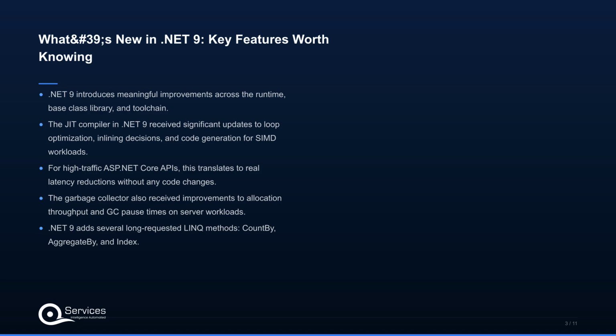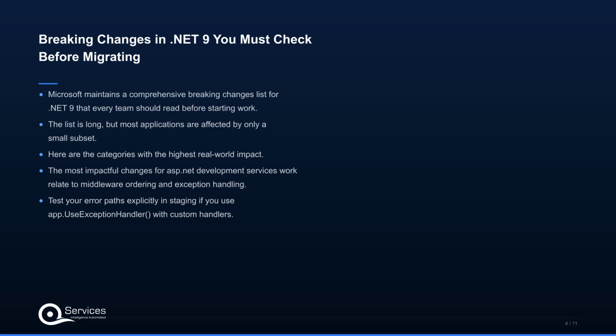The garbage collector also received improvements to allocation throughput and GC pause times on server workloads. If you're running workloads through a .NET microservices consulting engagement with high concurrency requirements, the GC improvements alone justify an upgrade evaluation. Let's talk about breaking changes in .NET 9 you must check before migrating.